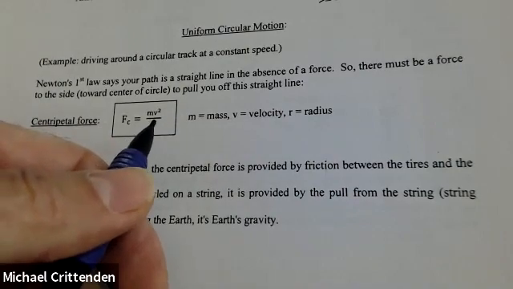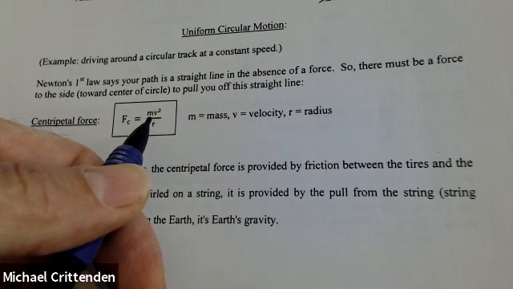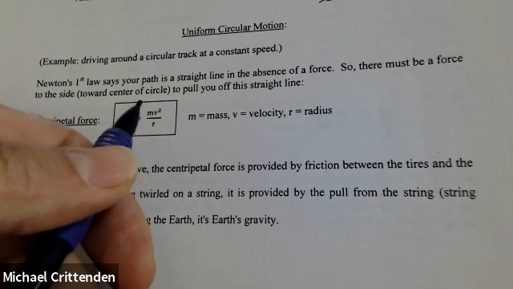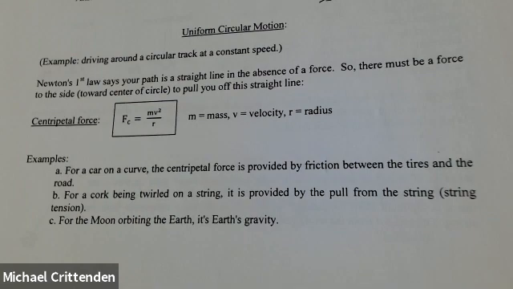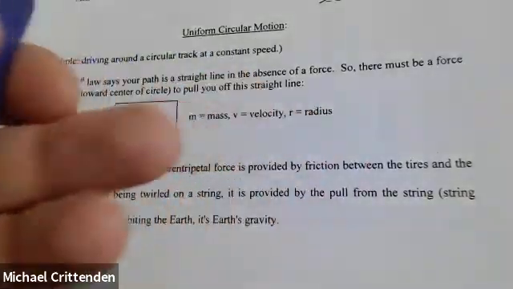Anytime you see something following a circular path, whether it's a car on a curve or whether it's the moon orbiting the Earth, okay, yeah, the moon's orbit is not perfectly circular, but it's fairly close. So as long as we're not being too precise about things, you could think of the moon orbiting the Earth as an example of uniform circular motion.